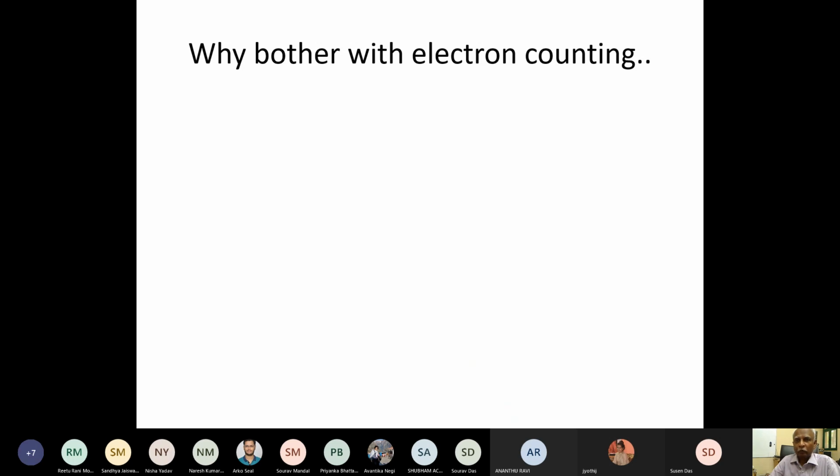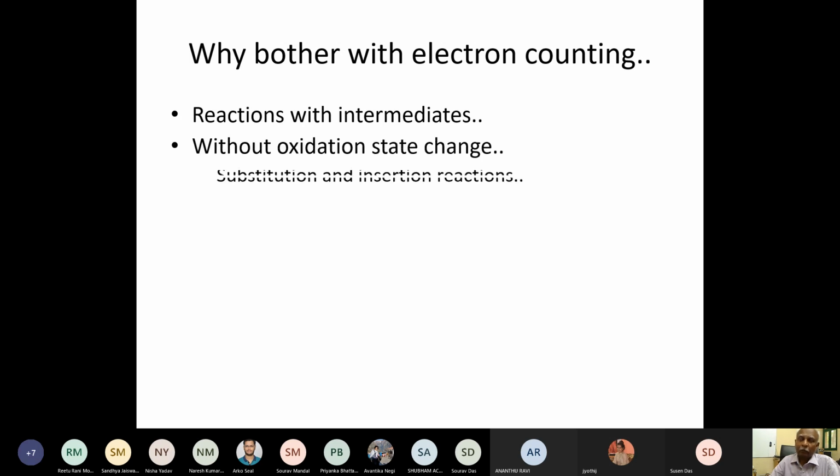Next comes the question, why bother about electron counting? Is it really important? It's a very good guide to the stability of a molecule in organometallic chemistry. So when you write a reaction with different intermediates, you can understand the stability of the intermediate by doing electron counting. So I would expect you to do electron counting.